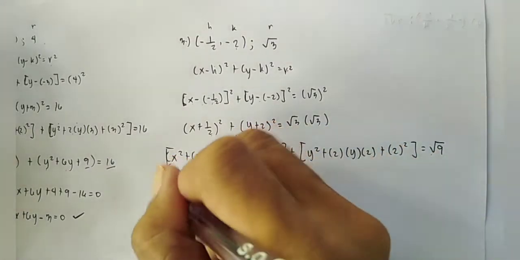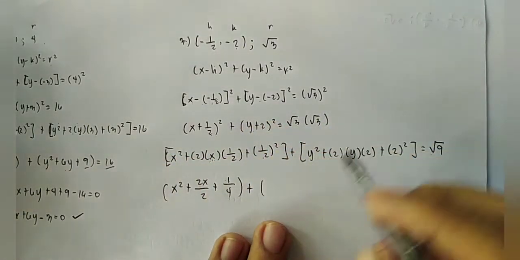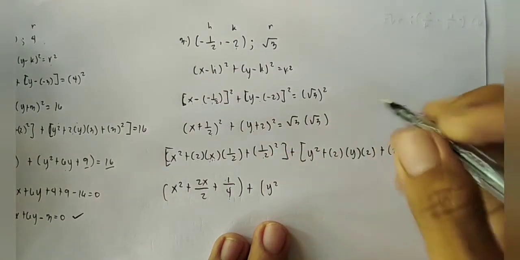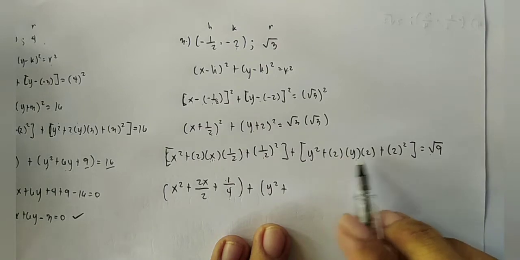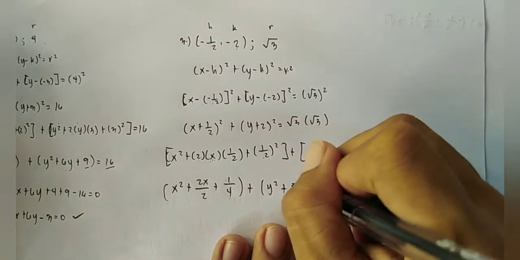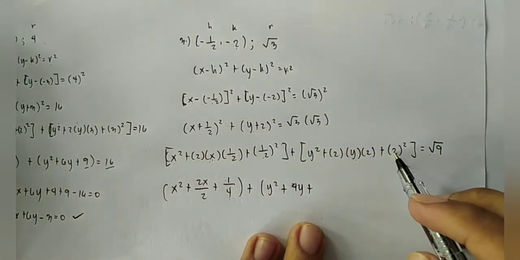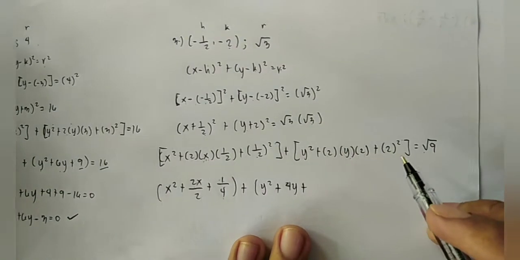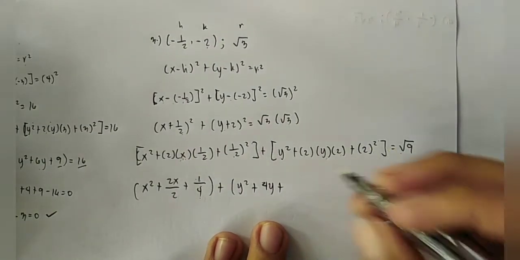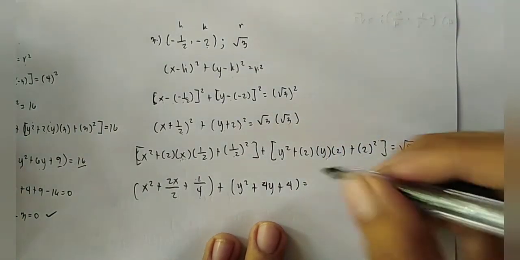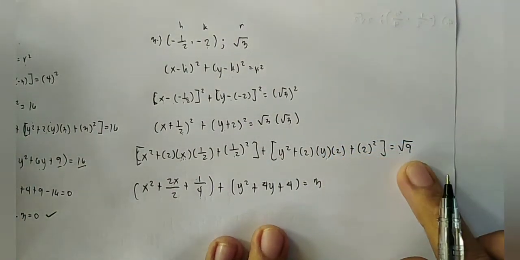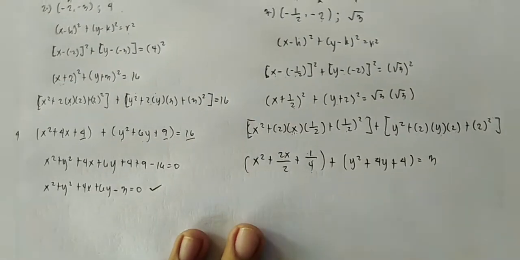Okay, plus y squared. So we have here plus 2 times y, that is 2y, times 2, that is 4y. Then we have 2 squared, that is 2 times 2, is equal to 4, is equal to square root of 9, that is 3. Again, square root of 9, that is 3. So we have to simplify.